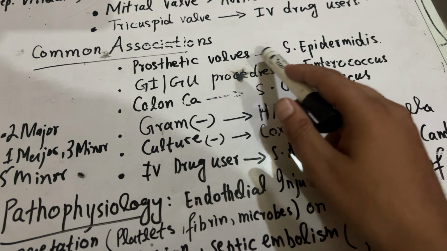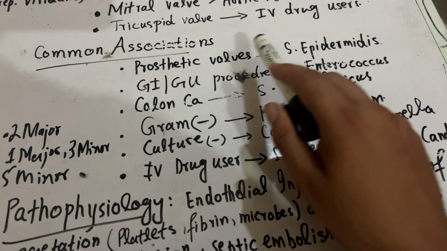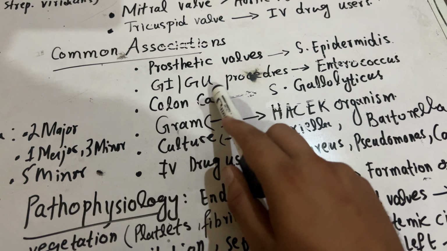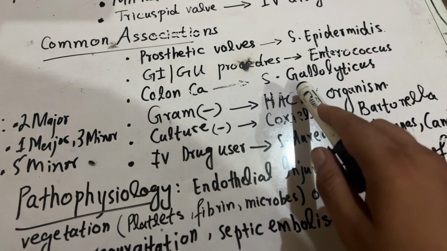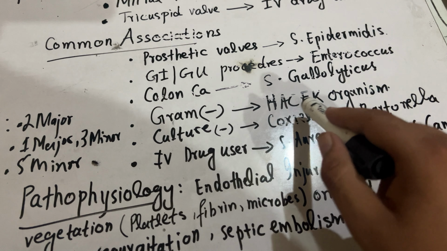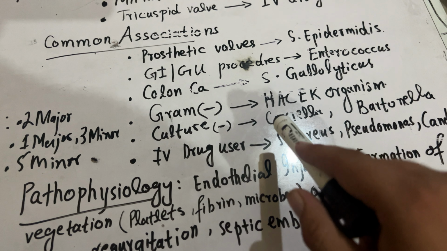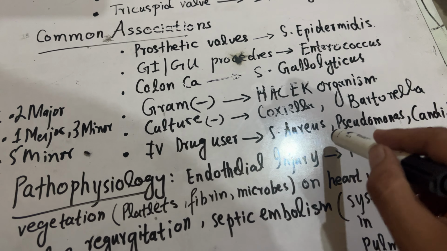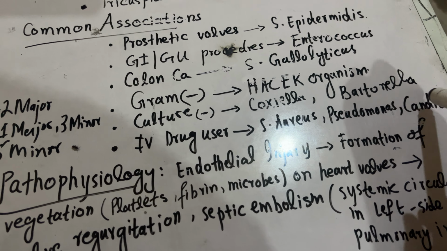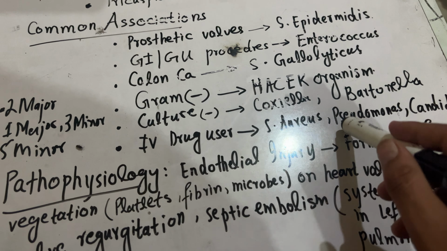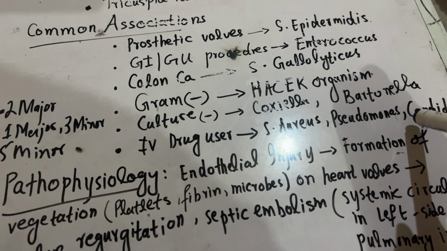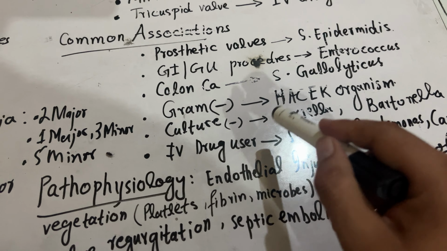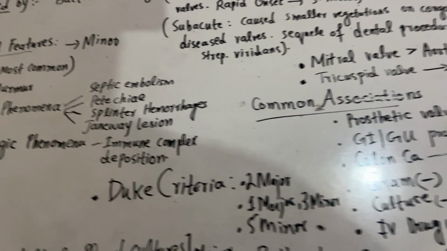So: Staph epidermidis, prosthetic valves; Enterococcus, gastrointestinal and genito-urinary procedures; Streptococcus gallolyticus, colon cancer; HACEK group of organisms, gram-negative infective endocarditis; Coxiella and Bartonella, culture negative; and Staph aureus, Pseudomonas, and Candida, which is a fungus. Staph aureus and Pseudomonas are bacteria, while Candida is a fungus. It is associated with IV drug user infective endocarditis. So these are the bacteria.